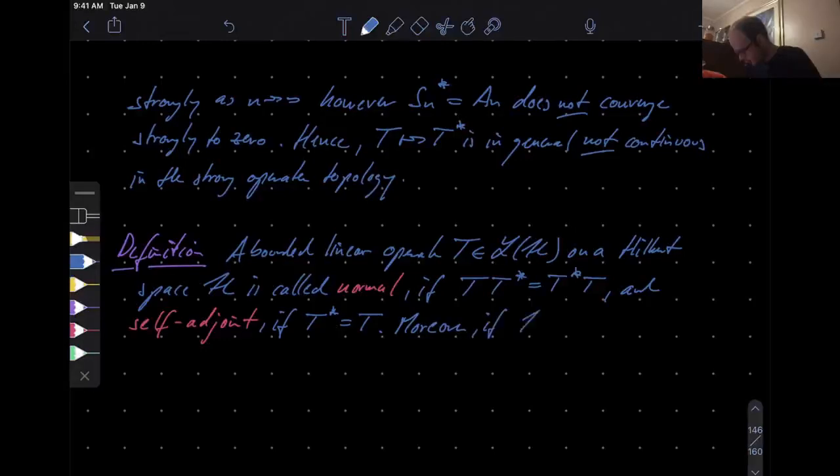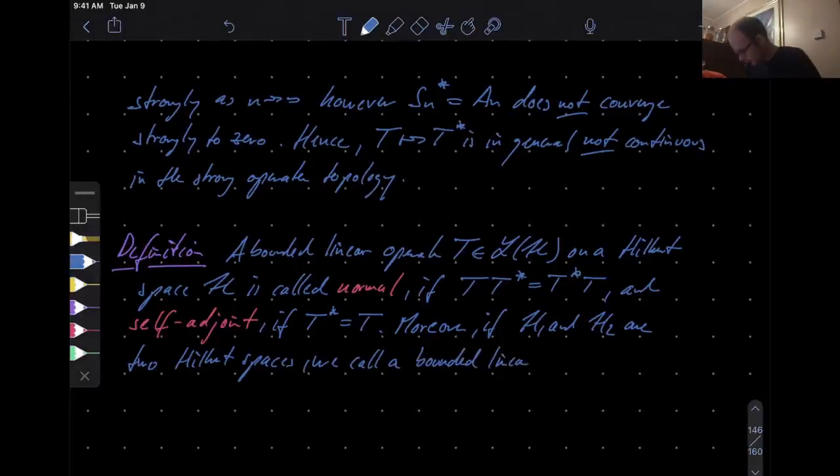Moreover, if H1 and H2 are 2 Hilbert spaces, we call a bounded linear transformation U from H1 to H2 unitary.